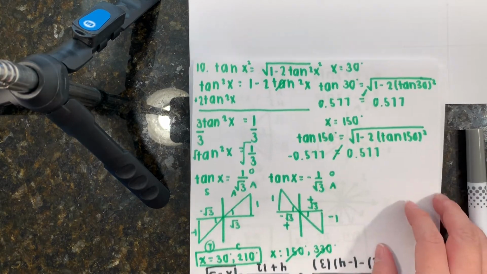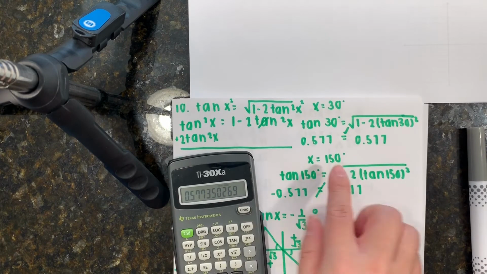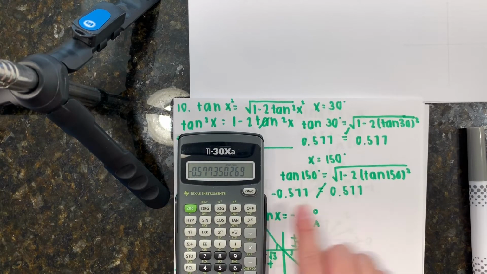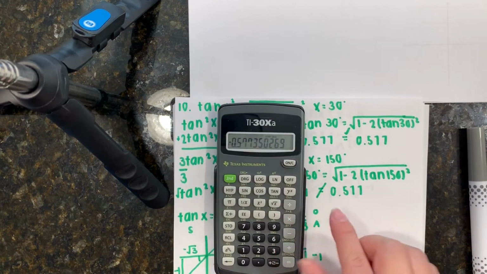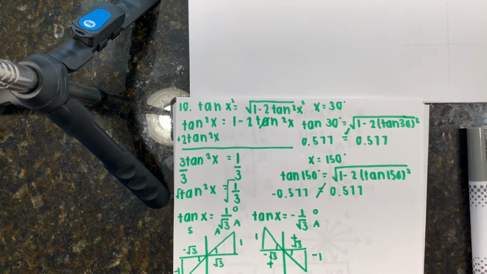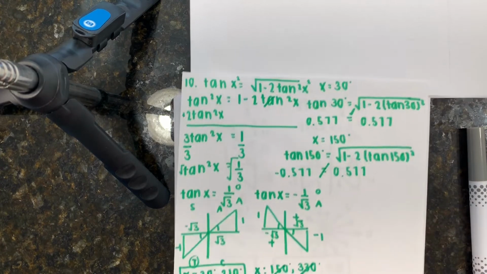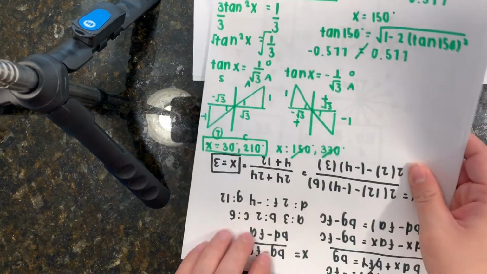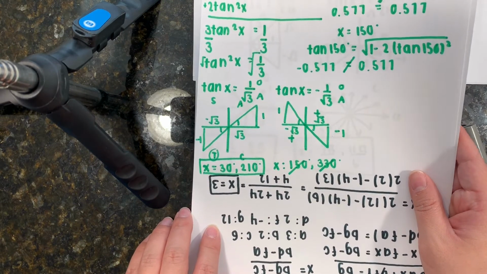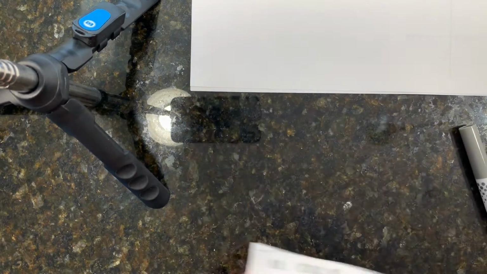But then I have to check the second, which is plugging in 150 degrees. Again, I do the tangent of 150, that's negative 0.577. Then I square it, multiply it by negative 2, add that to positive 1, and take the square root of it, and I get positive 0.577. So I see that the left does not equal the right in this case. Therefore, x is not going to be equal to 150 or 330. My only answers are 30 and 210 degrees. And that concludes your problem number 10.